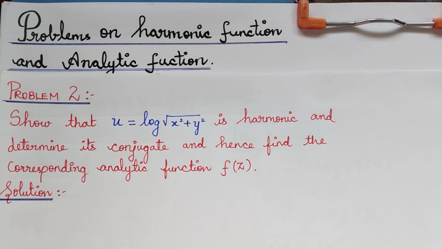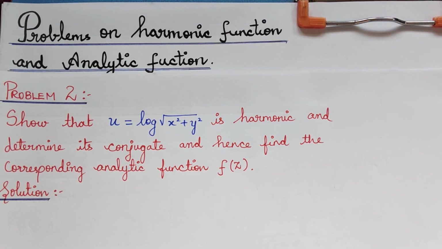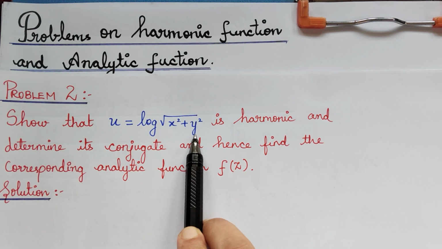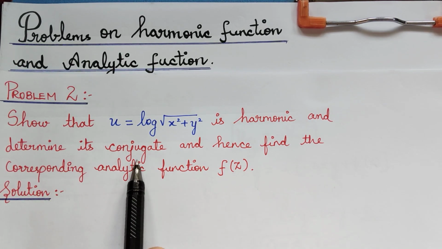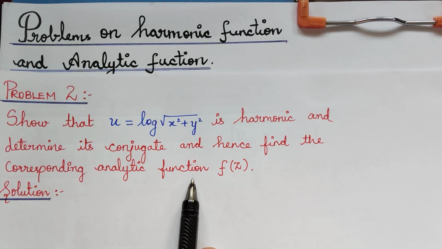Dear students, under the lecture series on complex analysis, we are solving problems under the topic harmonic function and analytic function. In our previous video lecture, we solved problem 1. Now here we have another significant problem. Show that u equal to logarithm of square root of x square plus y square is harmonic and determine its conjugate and hence find the corresponding analytic function.